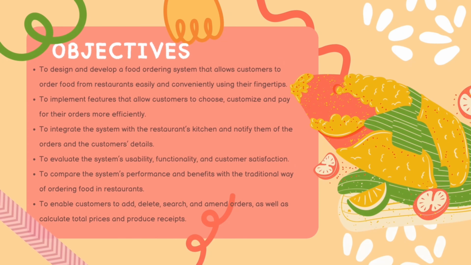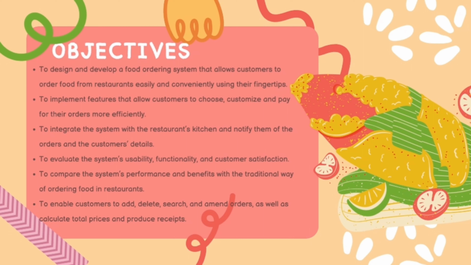The objectives for this system are to design and develop a food ordering system that allows customers to order food from restaurants easily and conveniently using their fingertips. Next, to implement features that allow customers to choose, customize, and pay for their order more efficiently. To integrate the system with the restaurant's kitchen and notify them of the order and the customer details.